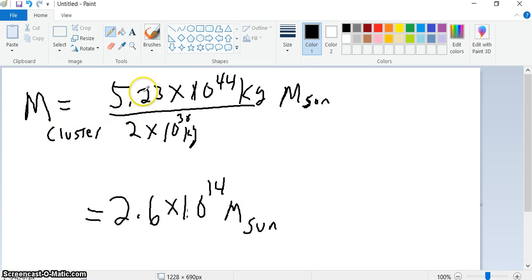All right, so remember, the mass of the cluster in kilograms turned out to be 5.23 times 10 to the 44th kilograms. Then we divide that by the mass of the sun, because the mass of the sun is approximately 2 times 10 to the 30th. The kilograms cancel, right? And that leaves us in solar units. So this is 2.6 times 10 to the 14th times the mass of the sun. So this is, as I said here, the mass of the entire cluster that's holding this thing in place.